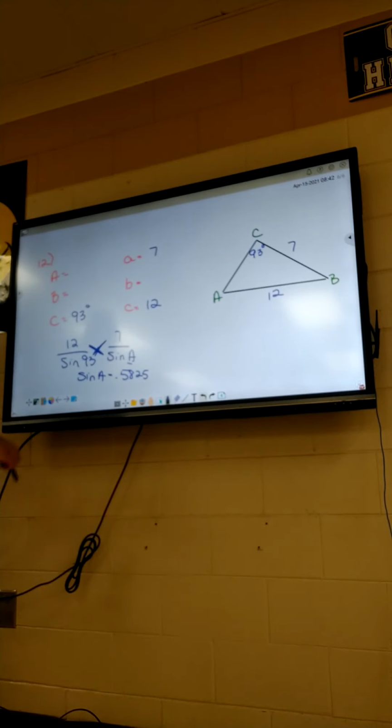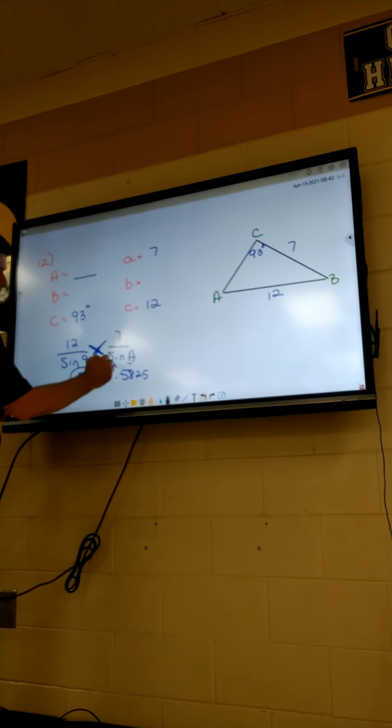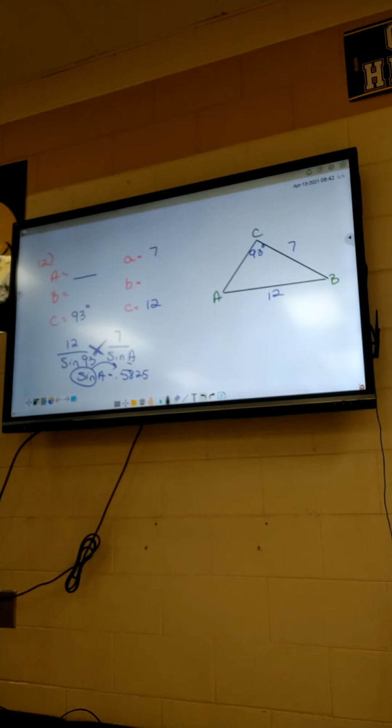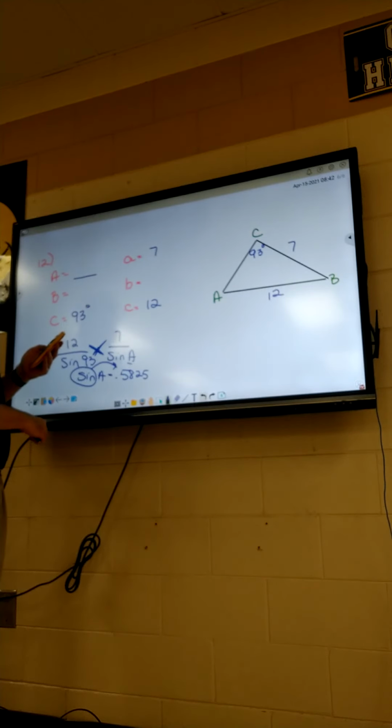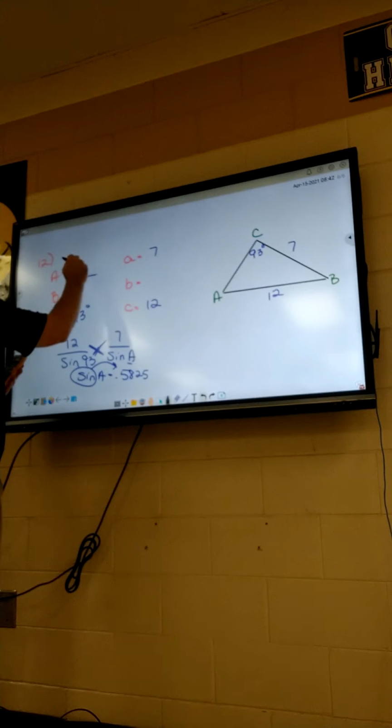So since I'm finding an angle, you have to do the extra step. You've got to take sine, move it over, and now you got to do sine to the negative 1. So on your calculator, do sine inverse of 0.5825 in degrees and minutes. I got 35 degrees, 38 minutes. Somebody check that. 35 degrees, 38 minutes.